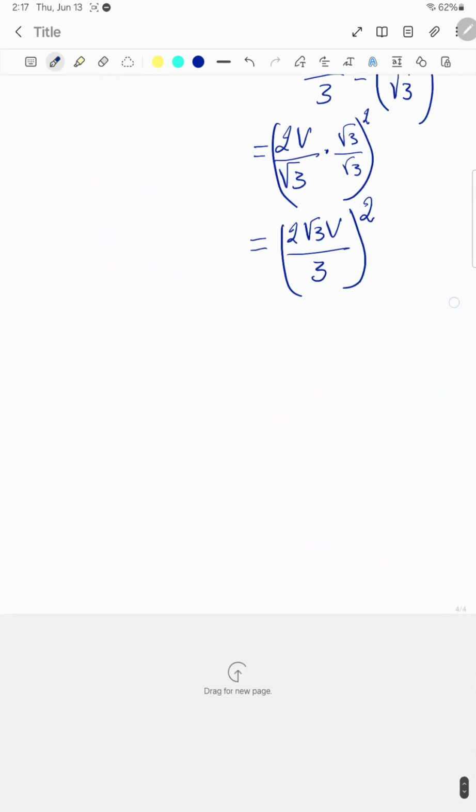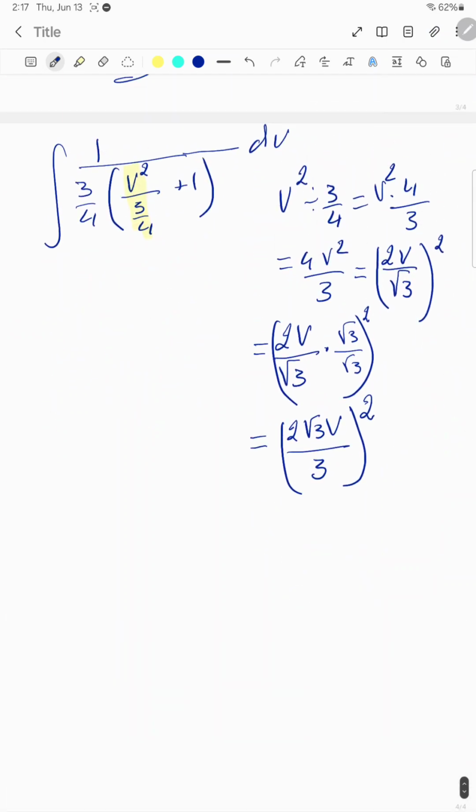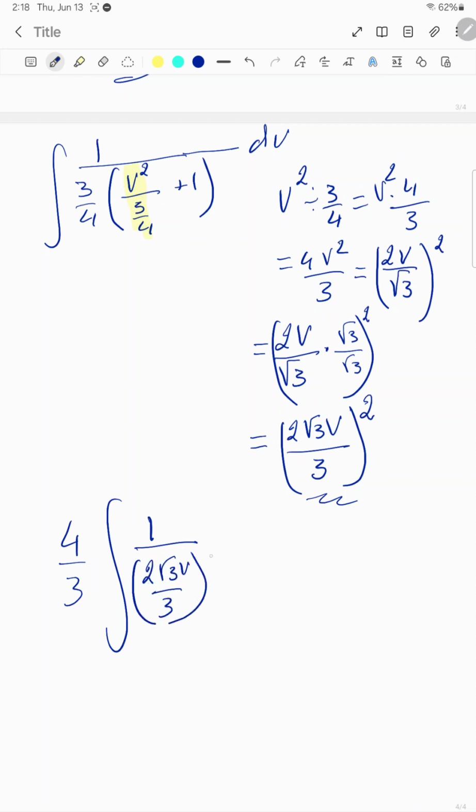So my integral here becomes, actually the 3/4, I can take it outside my integral. It becomes 4 divided by 3, because 1 divided by 3/4 becomes 4 divided by 3. Instead of saying v squared divided by 3/4, I want to say this: 1 divided by (2 square root of 3 v divided by 3) squared plus 1, dv.